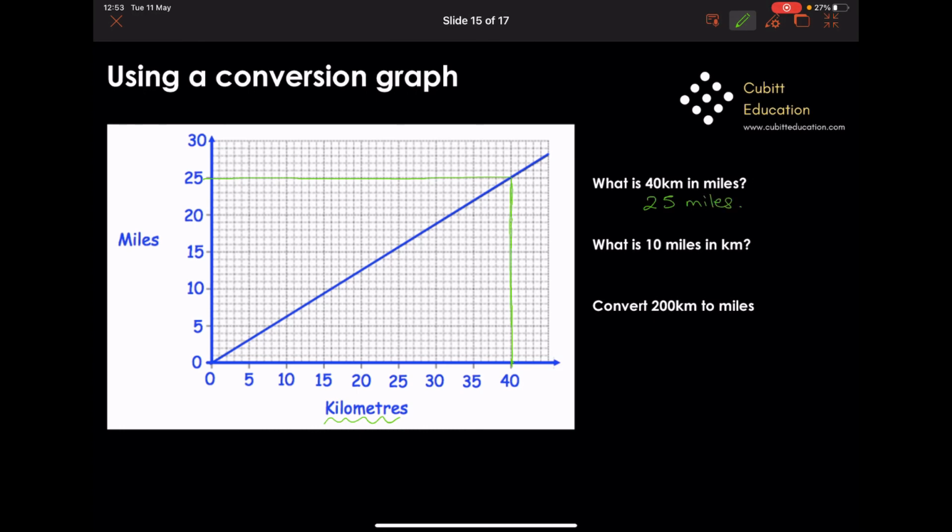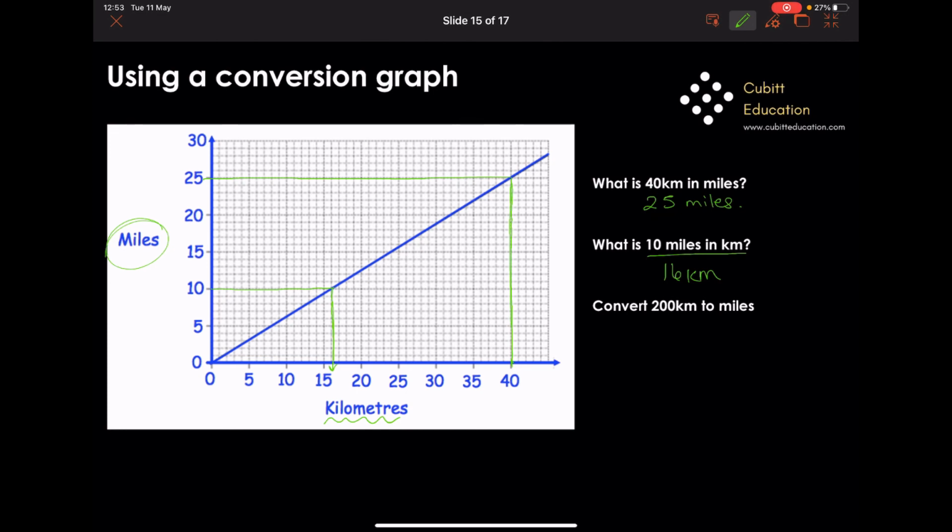Then it asks what is 10 miles in kilometres. So this is our miles side. We go up to 10, across to our line and down. And you can see that that's actually about 16 kilometres.